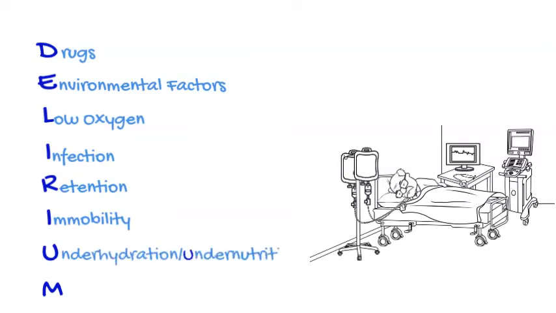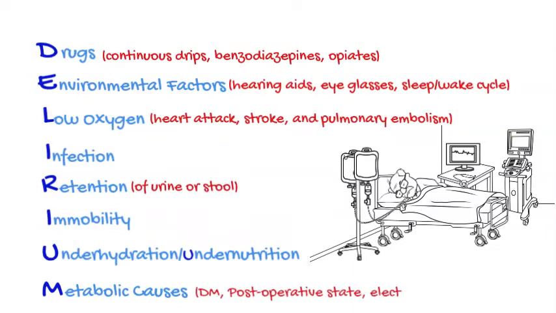Another mnemonic is delirium. This stands for drugs, environmental factors, low oxygen, infection, retention, immobility, underhydration, and undernutrition, as well as metabolic causes. Everything we've already mentioned. Any mnemonic is worth using since there are way too many factors to remember, and you can use whichever you like or even make up your own, as long as it helps you remember factors causing delirium.